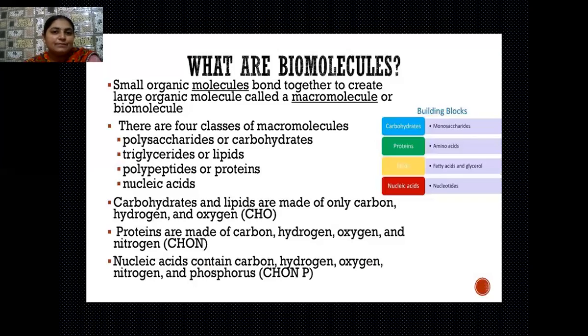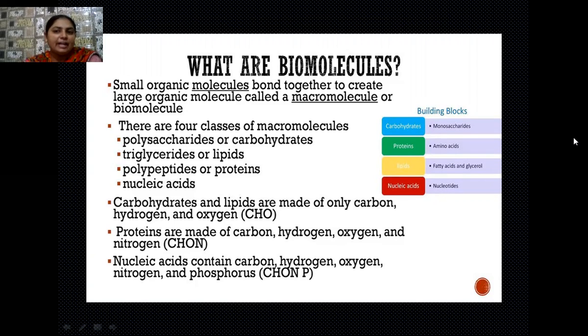Okay, students, here I want to discuss the definition that is given after this chemical analysis. What are these biomolecules? These are small organic molecules which bond together to create a large organic molecule, or a macromolecule, or a biomolecule. We already know very well that there are four classes of these macromolecules. It may be polysaccharides or carbohydrates, it may be triglycerides or lipids, it may be polypeptides or proteins, and it may be nucleic acids.